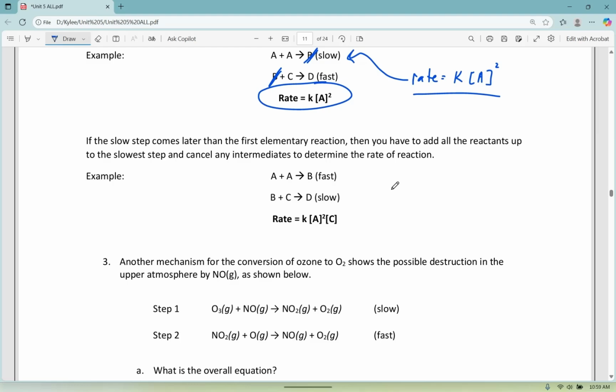So here in the example, they've switched it and said that our fast step was first and our slow step was second. So if it occurred like this, then my rate law would be the sum of those elementary steps up until we get to the slow step. If the reaction had 3 steps and number 2 was the one that was slow, I would not add anything from reaction 3. So you're only adding until you get to that slow step.